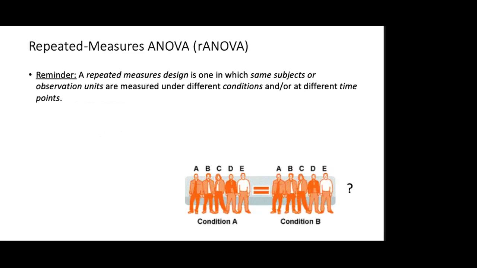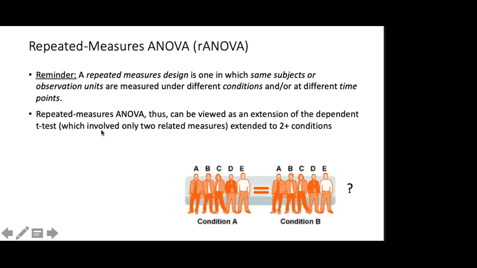Now let's switch gears a little bit and talk about repeated measures ANOVA. Just as a general reminder, the repeated measures design is one in which we have the same subjects or observation units that are measured multiple times. These multiple times can be under different conditions or simply at different time points. The decisive part is that we have the same observation units measured multiple times. Therefore, we can view the repeated measures ANOVA as an extension of the dependent t-test, which involves only 2 related measures, to the case where we have more than 2 measures, more than 2 conditions.